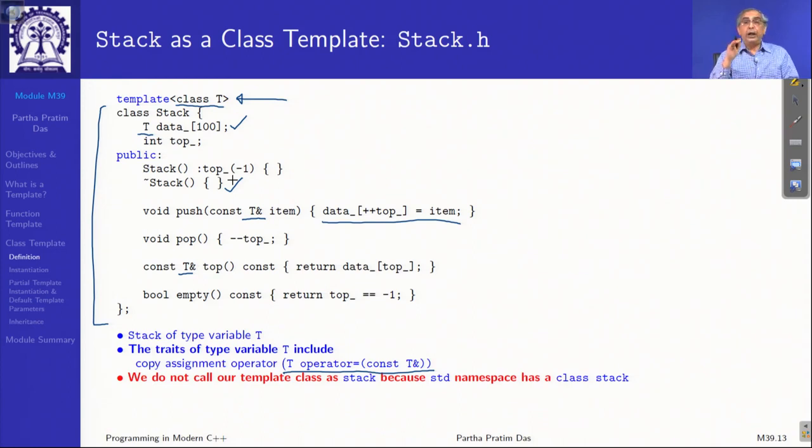For example, as a counter example, I do not need to know if T can be compared or not, whether given two elements of T, I can say whether they are equal or unequal or less or greater. If T does not have any overloaded comparison operator, I do not have a problem of using it as a stack. In some other context, I may have. So, the properties that I need of this type variable T define the traits of it, and we must be aware of that trait to be able to actually instantiate a class template.